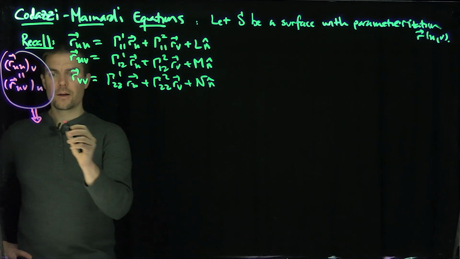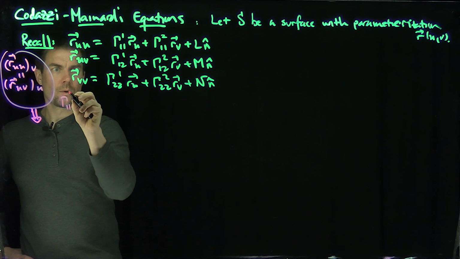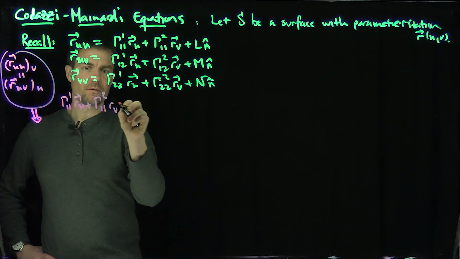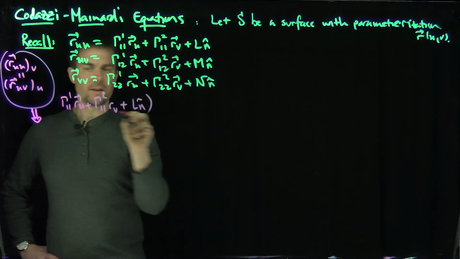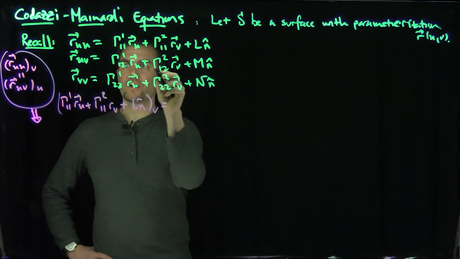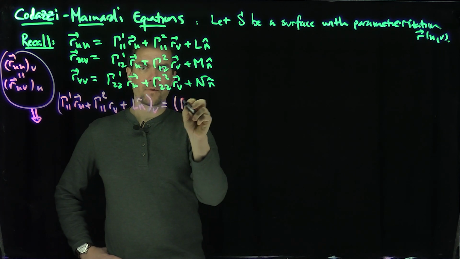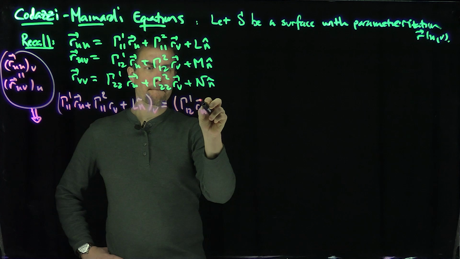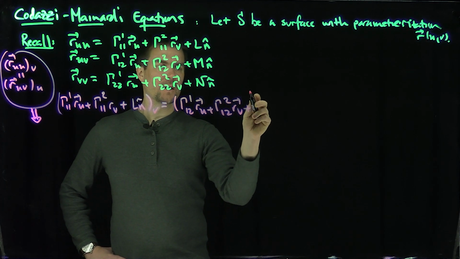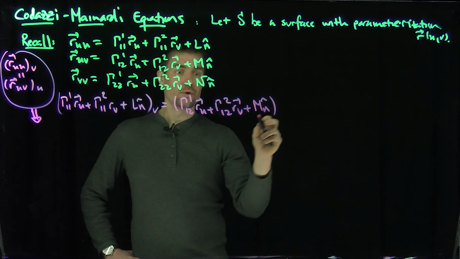This is equivalent to saying the v derivative of this expression. In other words, I'm going to have gamma 1,1,1 R_U plus gamma 1,1,2 R_V plus L n hat. The v derivative of this thing has to be equal to the u derivative of this, right? So gamma 1,2,1 R_U plus gamma 1,2,2 R_V plus M n hat, and then I'm going to do a u derivative of this.